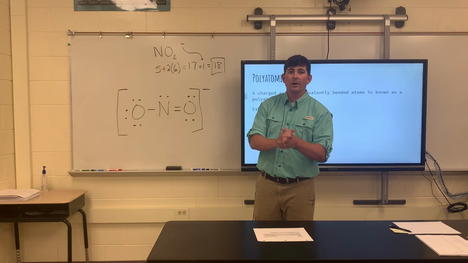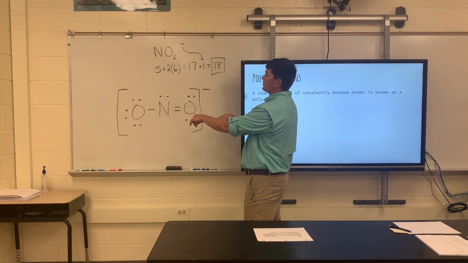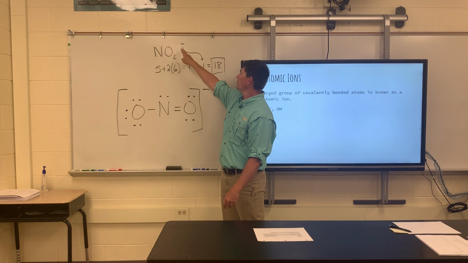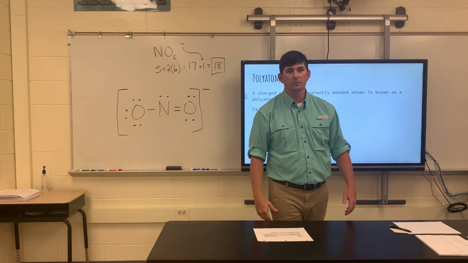All right? Good deal? Polyatomic ions, Lewis structures for polyatomic ions. Just make sure that you put the brackets around it and you take into consideration what the charge is when you're counting up the total number of electrons you're supposed to use.